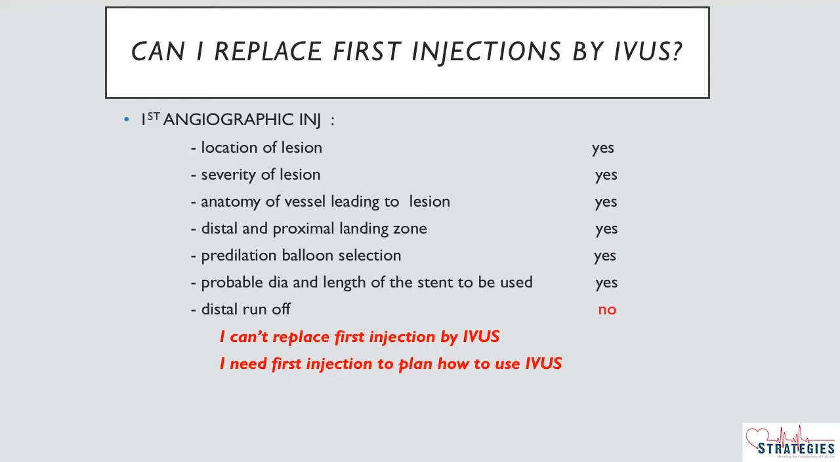If you have an angiography, you don't need any first injection to plan how to use your IVUS. Otherwise, you may need a first injection to plan your IVUS. But now I have almost stopped even first injections in angioplasty, which I will show in this case. In this case, I directly started with RCA angioplasty.